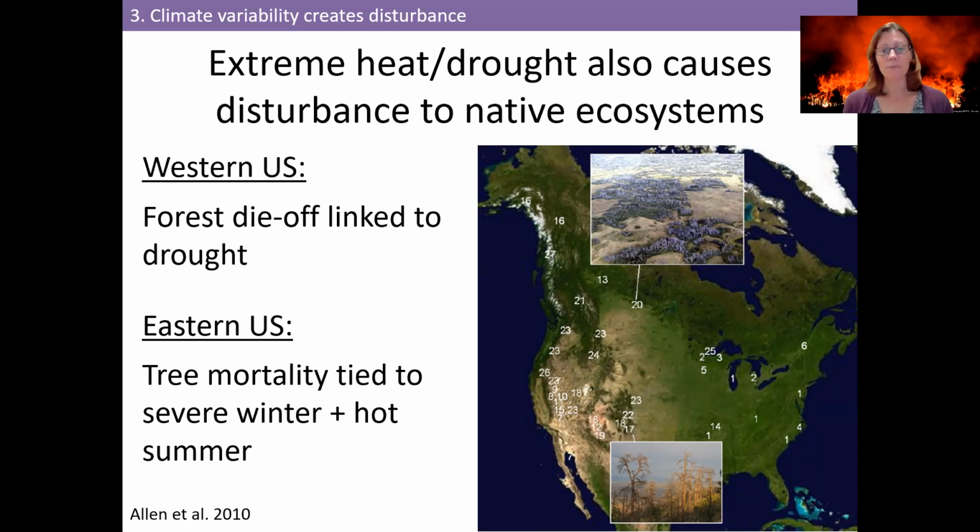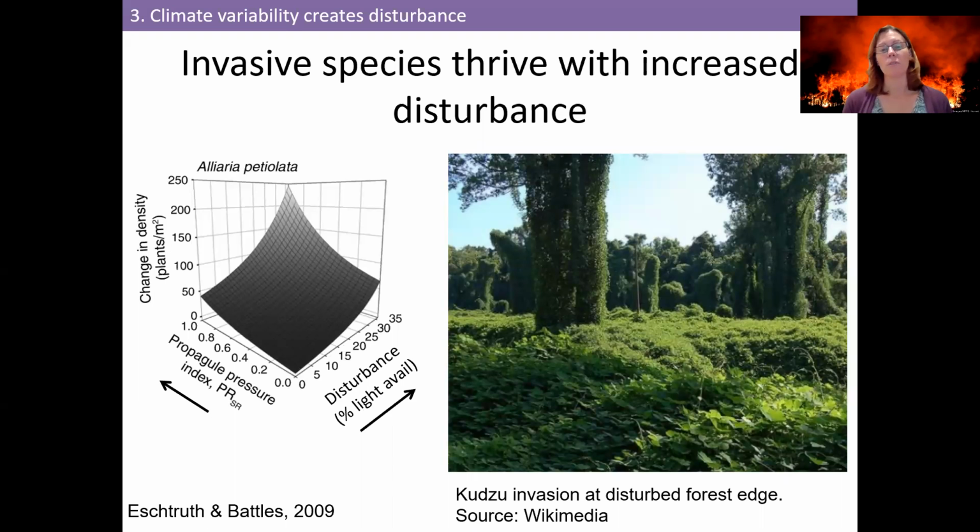And so why is all this disturbance, this dieback of native species, important? Well, because if you lose your native species, then you tend to have an invasive species that's waiting right there to take over because of the increased amount of resources that are available when your native species die back.